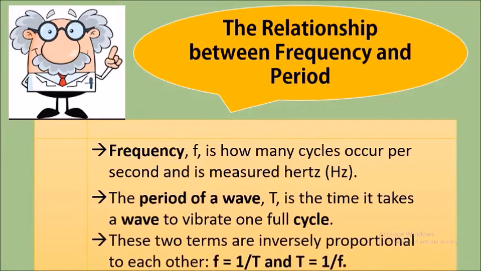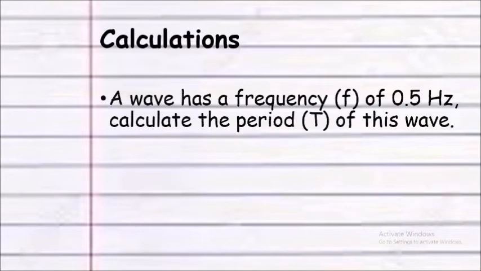The frequency and the period are inversely proportional. So, the frequency is equal to 1 divided by the period, and the period is equal to 1 divided by the frequency. Let's try a calculation.